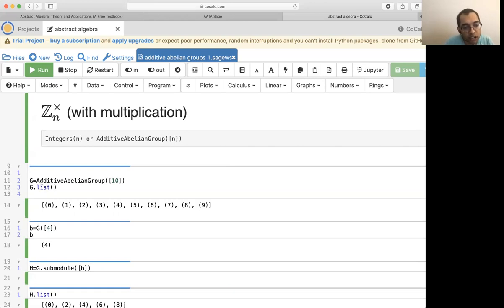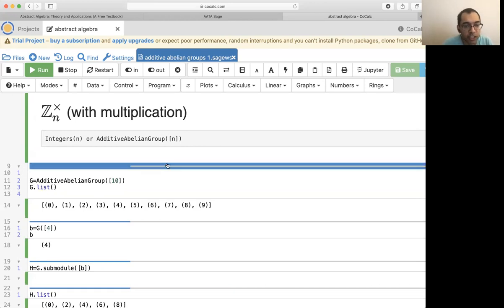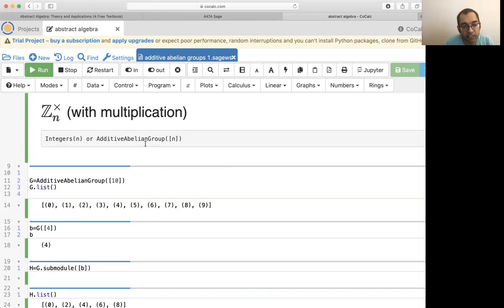Okay, so let's start off with this additive abelian group, and let's start off with n being 10. And let's list the entries of this group G that I've created. Unfortunately there are these extra parentheses around each of the entries, but that will make sense not in this video, but in a later video when we talk about how flexible this additive abelian group function is. But basically it's the numbers from 0 to 9. That's what the integers mod 10 are. Those are these remainder classes.